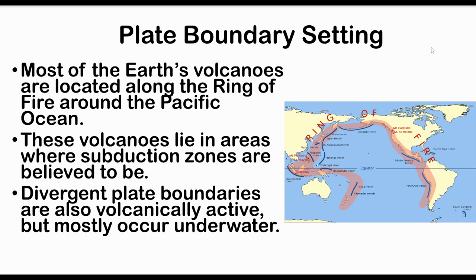Most of the Earth's volcanoes are located in a place around the Pacific Ocean called the Ring of Fire. These volcanoes lie in areas where subduction zones are believed to be. Remember, tectonic plate movement. A subduction zone is an area where it is believed that one layer of the Earth is going under the other plate at a tectonic boundary. And as it goes underneath, it's believed that that material melts, and as it melts, it creates another source of magma that can fuel volcanic eruptions around the Earth.